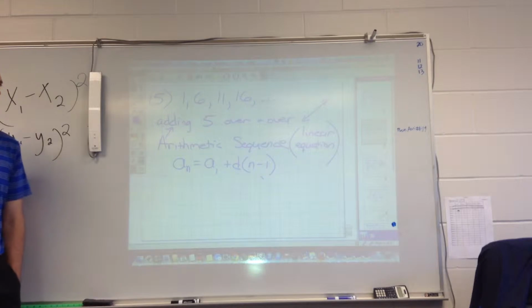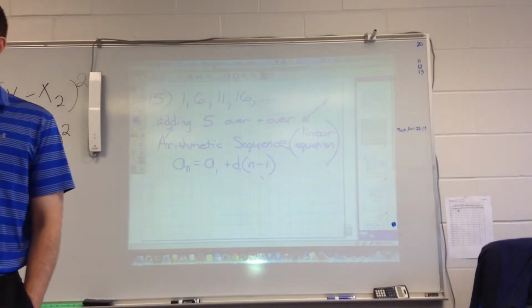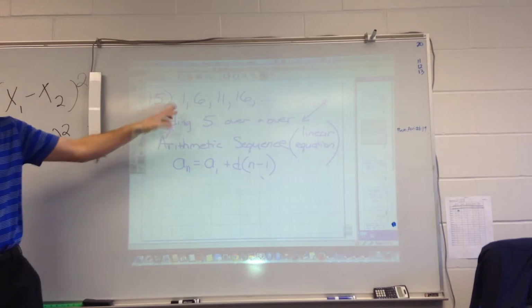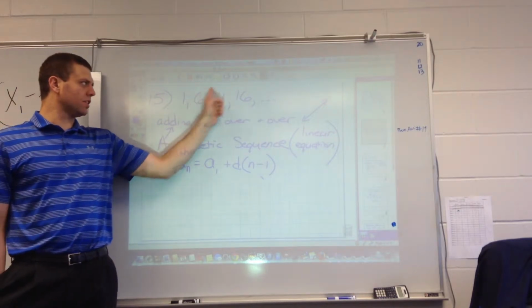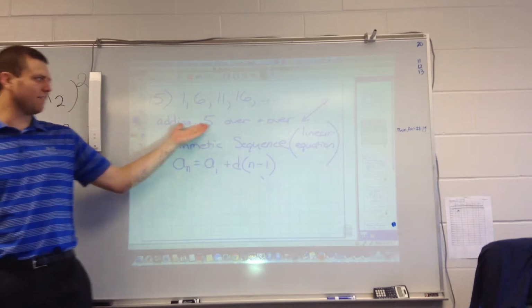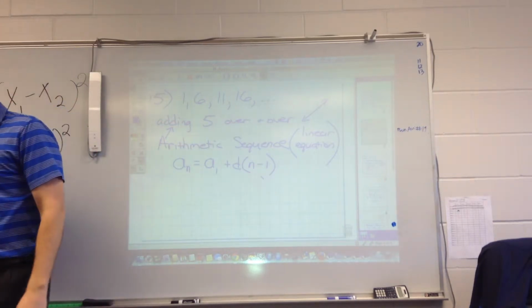So the important thing is, can you write a rule to represent the pattern? Once you have the rule, life is easy. Once you have the rule, it's very simple. So anyway, number 15. It gave us this sequence of numbers, 1, 6, 11, 16, and so on. We noticed the pattern was adding 5 over and over again. And I talked about that.